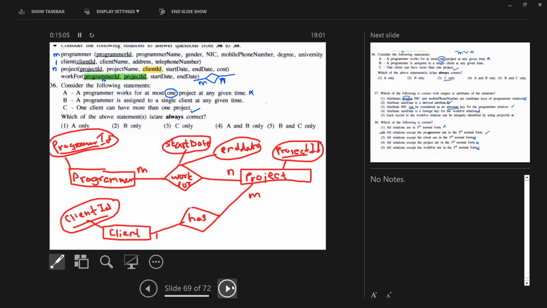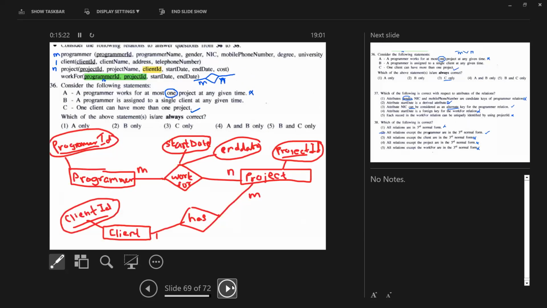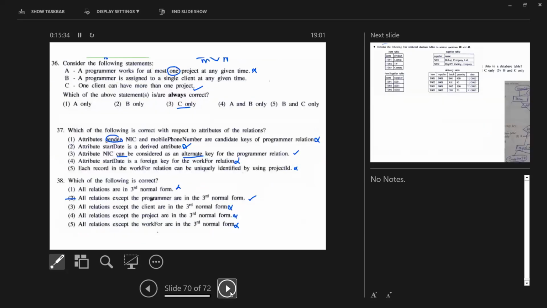Then, yes, so each record in the work for relation can be uniquely identified by the project ID. No, only that is not unique. We need both keys as a composite. That means the project ID and the other one, the program ID, are needed to identify the work for relationship's data. So we need both together, not only the project ID. Therefore, the last one is also wrong. Then finally, we can move to the answer as 3.